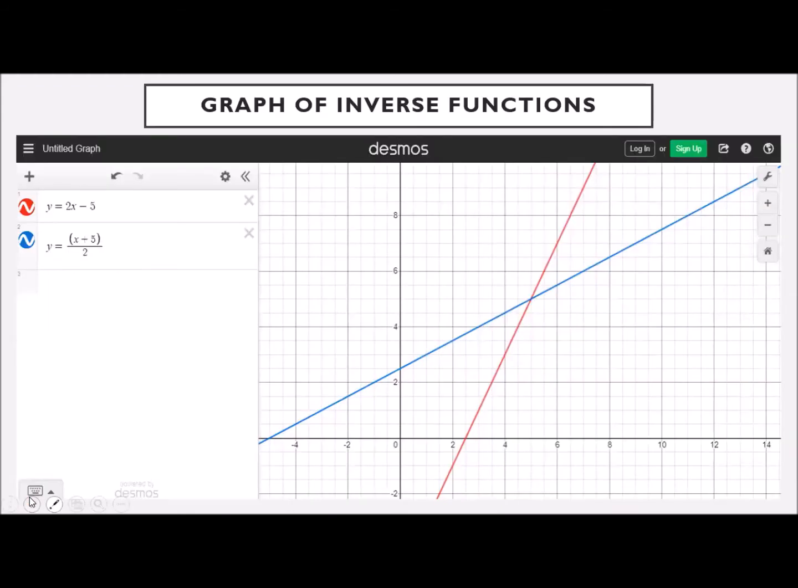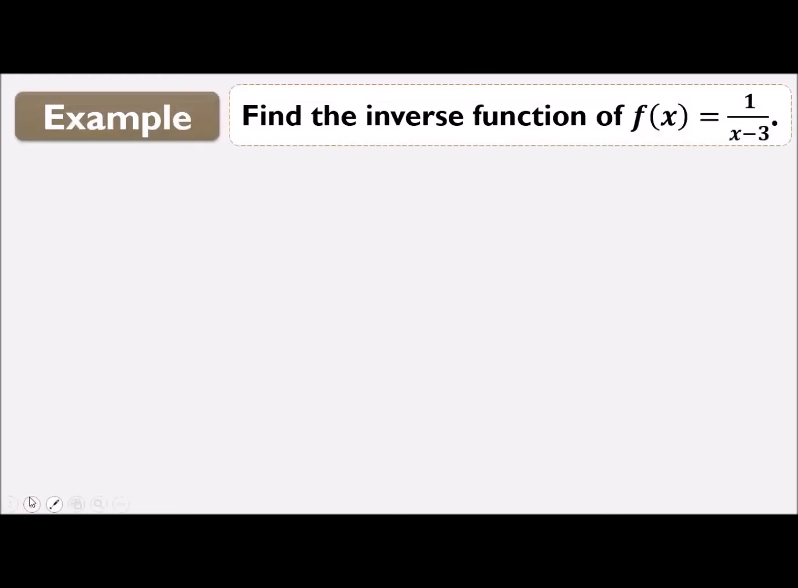Okay, now, this is the graph of those two functions na inverse ang isa't isa. Itong color red, yan po ang talagang given function. That is the 2x minus 5. And then, yung color blue, yan naman yung inverse na nakuha natin na x plus 5 over 2. Okay? So with that, let's have another example.